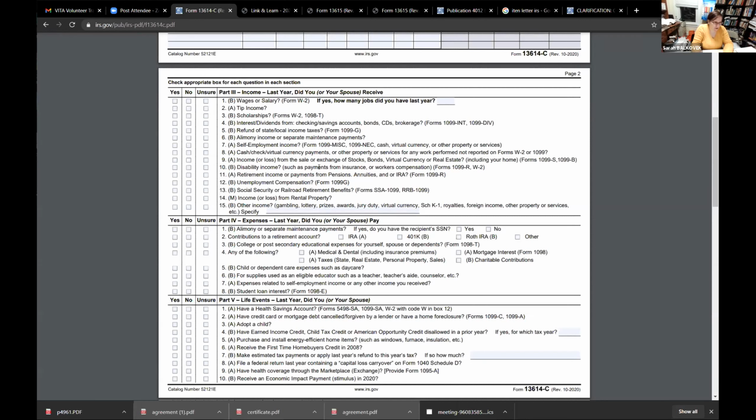So alimony, we've talked about already. We do need those social security numbers if we've got them. If not, what happens is we end up filing a paper return.